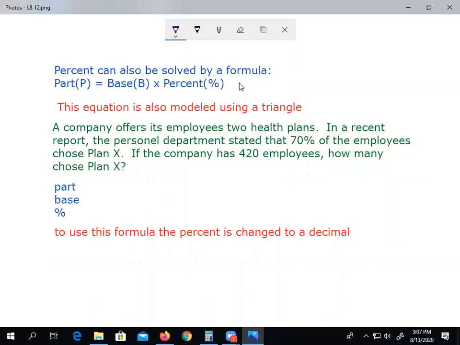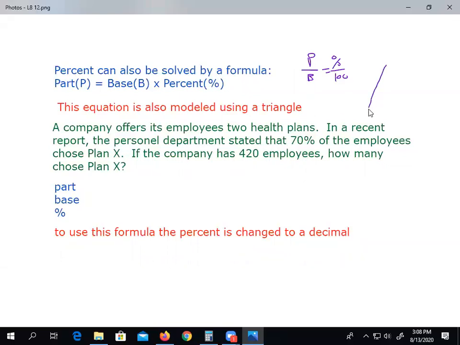So as I saw previously, we can use a proportion to solve percent problems. And again, it was basically the part over the base is equal to the percent piece over the 100. That's the proportion model that we talked about. Percents can also be solved by a formula. The part can be found by multiplying the base times the percent. A lot of times this equation is modeled using a triangle.